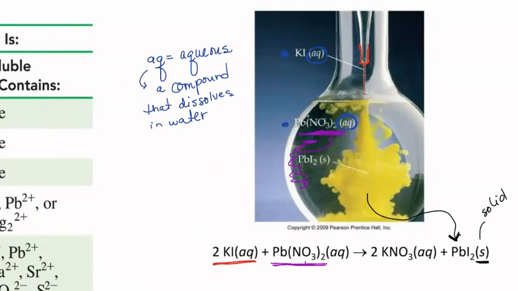You may be wondering, well, I can see that there's another compound that is there, which is the potassium nitrate. Now, understand that in this reaction, that KNO3 is also in the solution because it is aqueous. It's just that since it's clear and colorless, we cannot see it, but it's in there, okay?